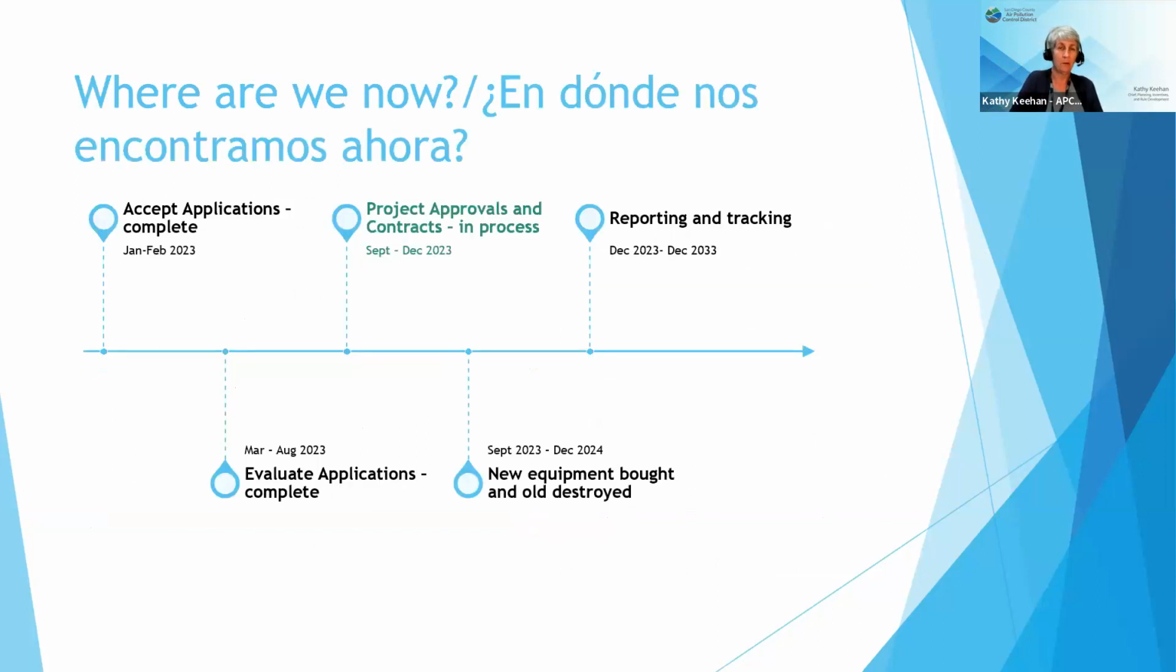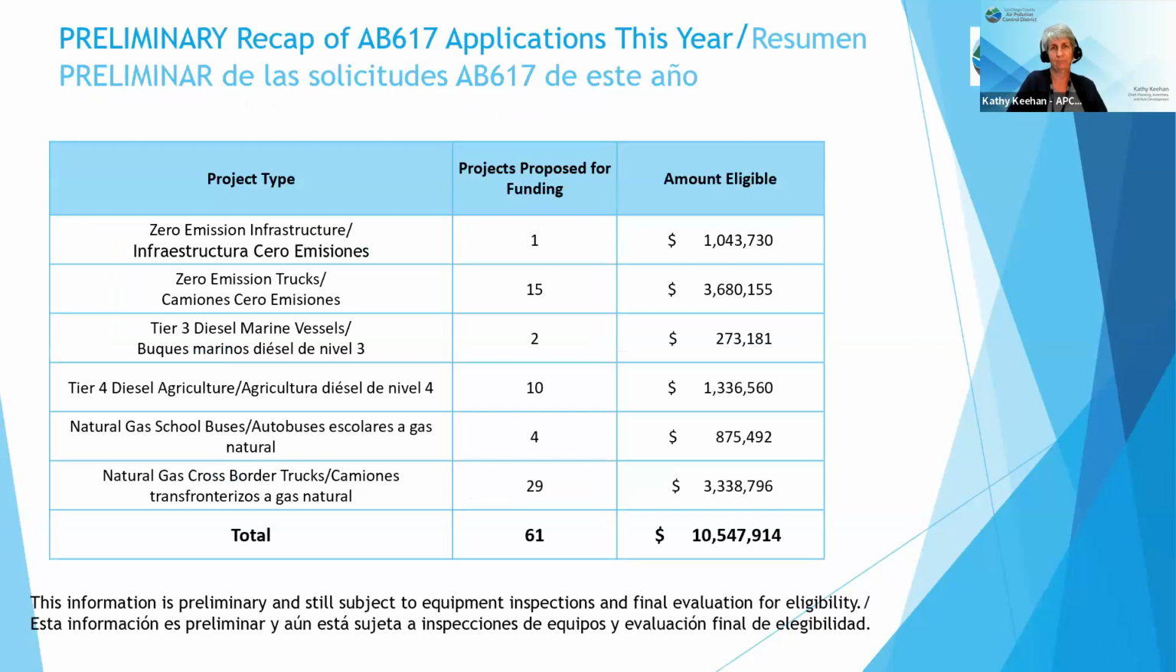So right now we're in the process. It's hard to see on this slide, I apologize. It's the green part in the middle there. This shows a timeline of where we are in the process. We're ready to approve projects and put applicants under contract to do those projects, pending feedback from the steering committees, which we're doing tonight. Next slide, please.